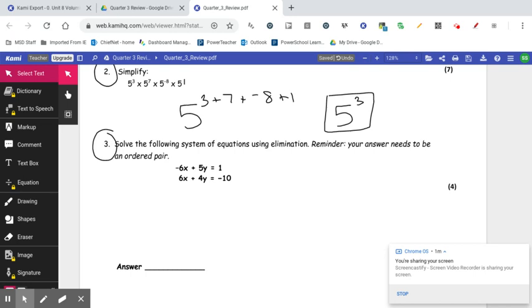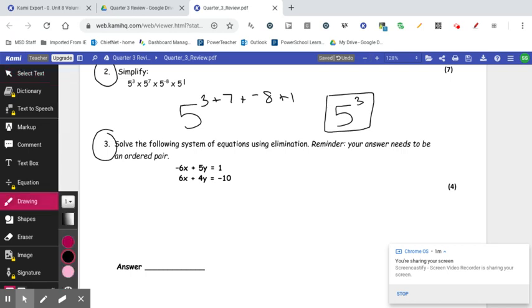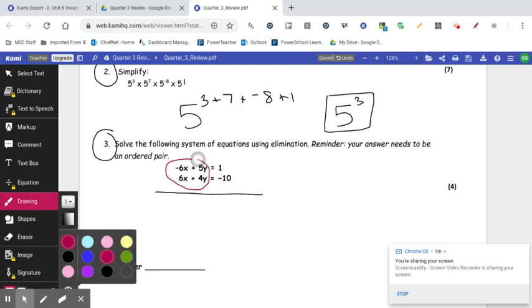Number 3, solve the following system of equations using elimination. Remember, your answer needs to be an ordered pair. So elimination is one of the methods that we use to solve a system of equations. And elimination is basically just combining the left side of your equal sign together and setting it equal to the right side of your equal sign.